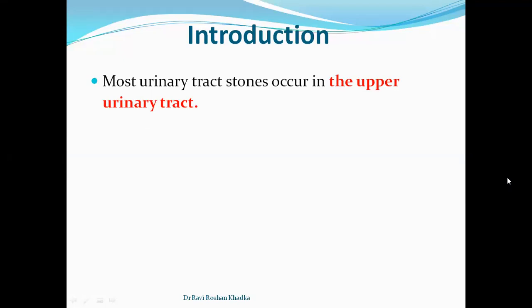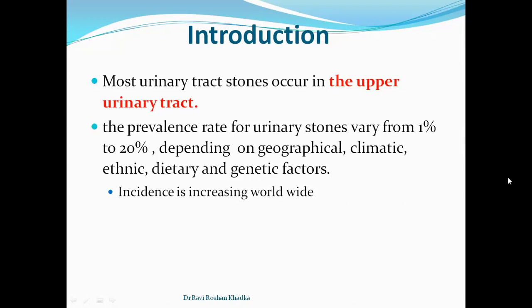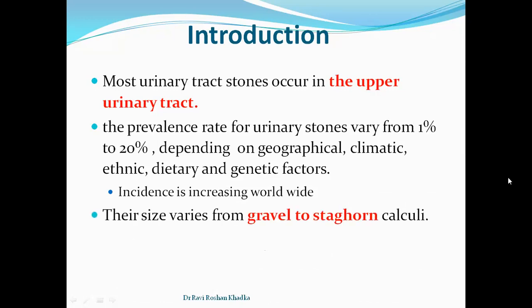the urinary system. The prevalence is around 1 to 20% throughout the world, depending on the geographical condition, climate, dietary factors, and genetic factors. And the incidence of stone disease is increasing worldwide nowadays. The size may vary from very small, a few millimeter, sand-like stones, up to very large, multiple branching staghorn stones. Size varies.